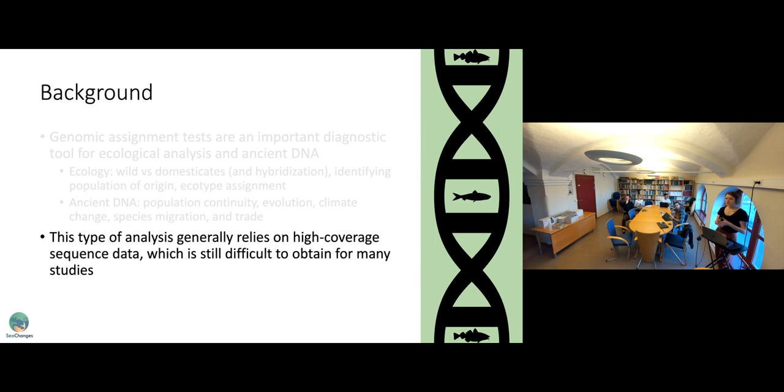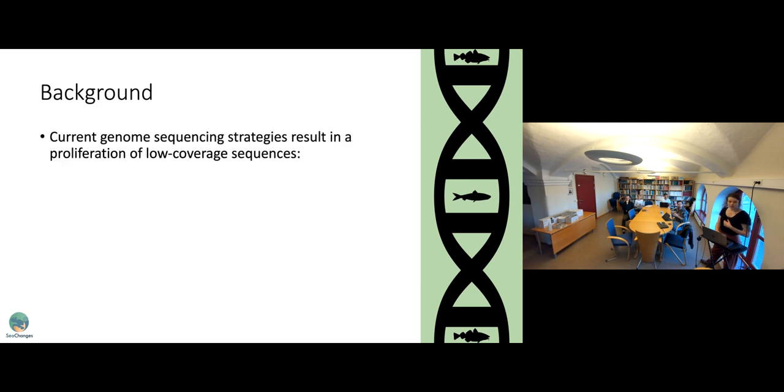But the problem is a lot of genomic assignment tests rely on high coverage data. As we know, high coverage data is really expensive, and this can be difficult to obtain for a lot of different types of studies, including ancient DNA. And current genome sequencing strategies often try and get around this, which results in a proliferation of low coverage sequences. So for ecology, this often is reduced representation sequencing, genome skimming techniques, maybe genotyping of set arrays.